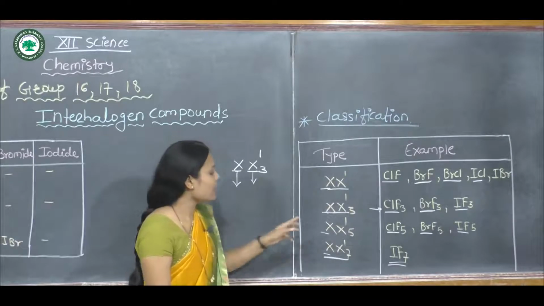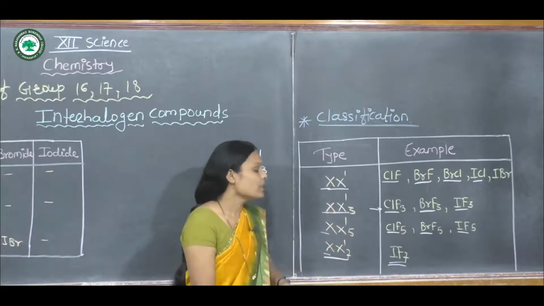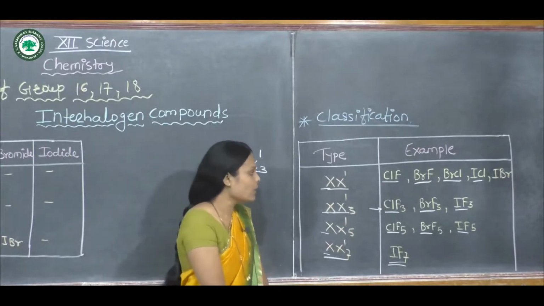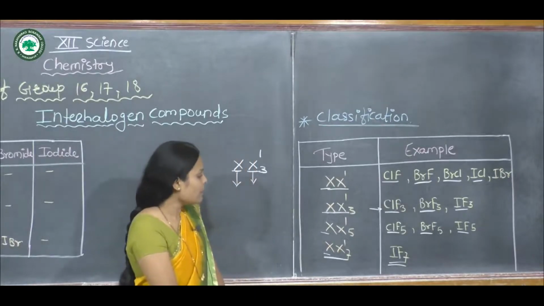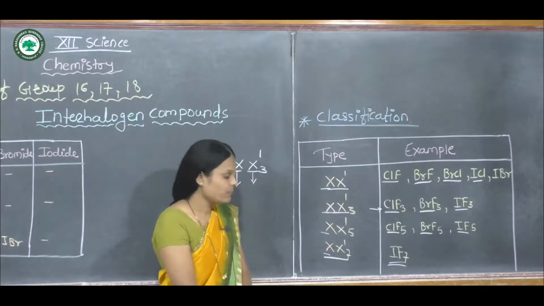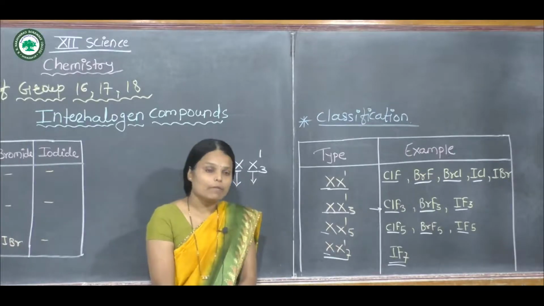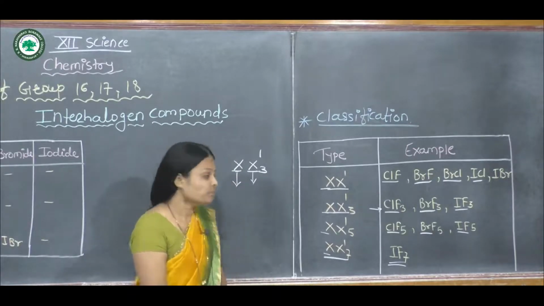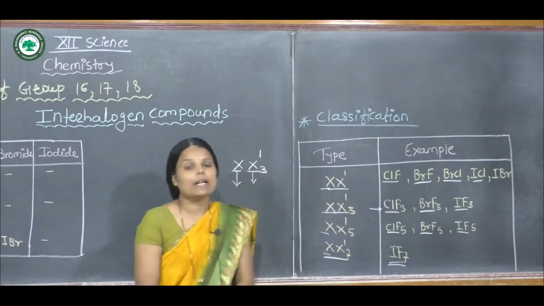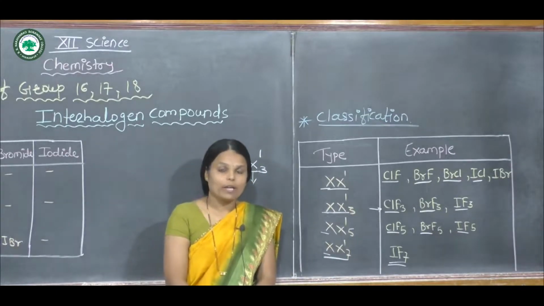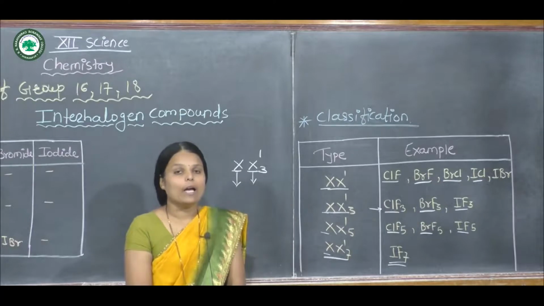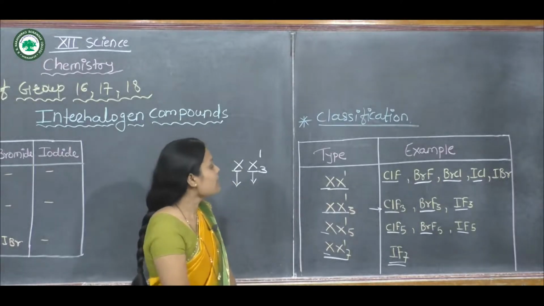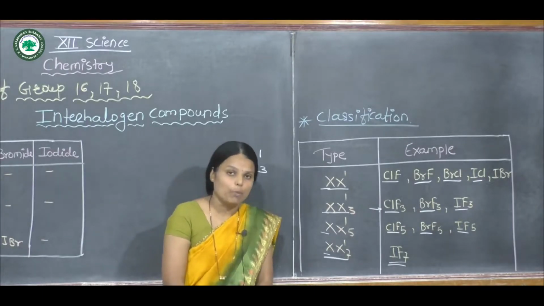Then the second type is X X3 dash. Here ClF3 means chlorine trifluoride, bromine trifluoride and iodine trifluoride. Then the third type is X X5 dash: chlorine pentafluoride, bromine pentafluoride, iodine pentafluoride. And the last one is X X7 dash. It's only one example, IF7, and its name is iodine heptafluoride. Now this is the classification of interhalogen compounds.